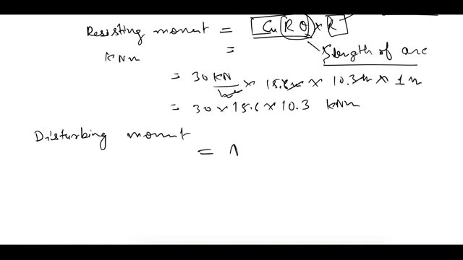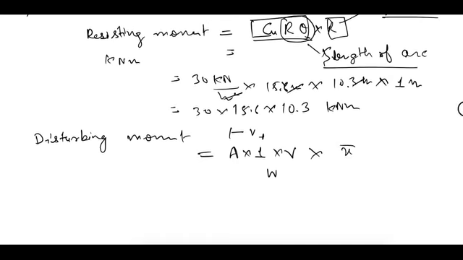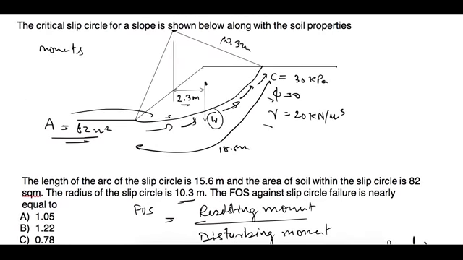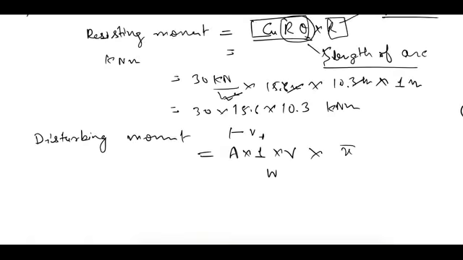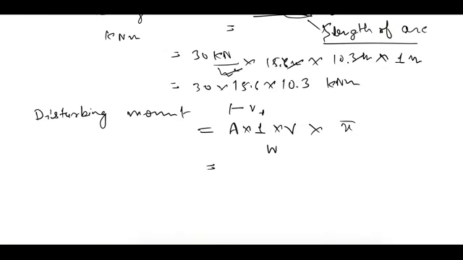So area times unit width will give us the volume, and volume into unit weight of the soil will give us the weight, times the lever arm. In this case the lever arm will be this distance, so it is given as 2.3 meter. So just put the values.